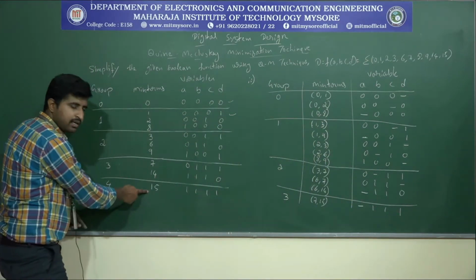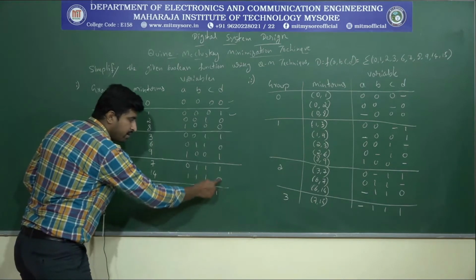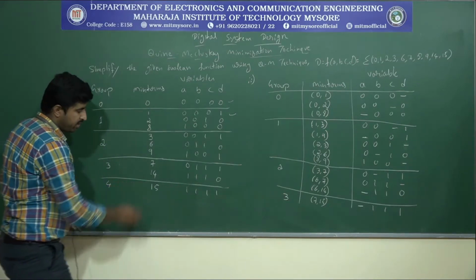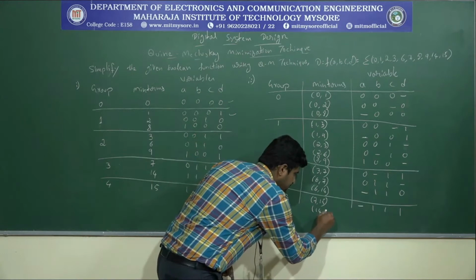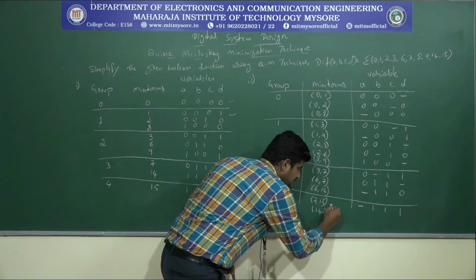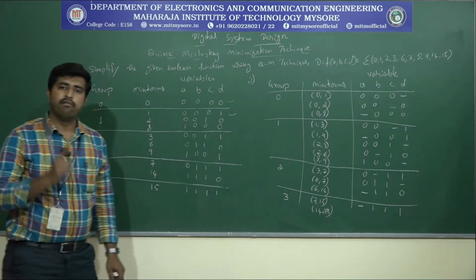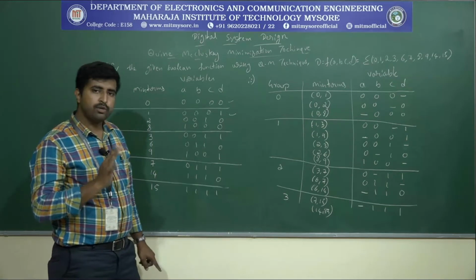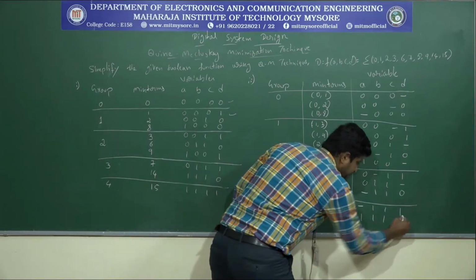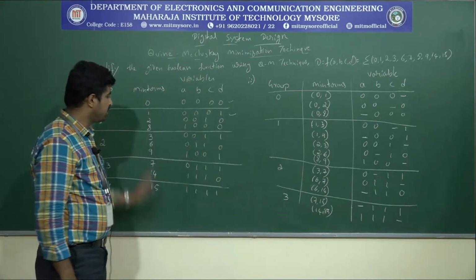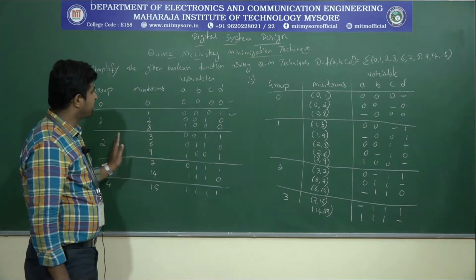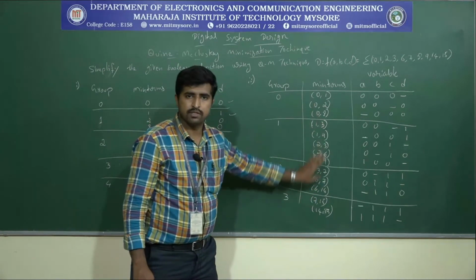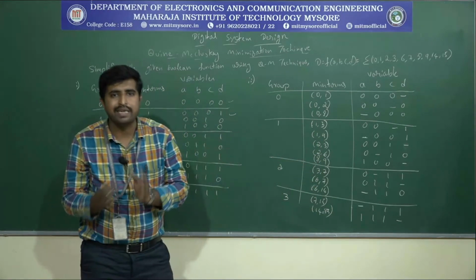Next, 14 can be grouped with 15, yes, one variable has been changed over, and the remaining variables are the same in 14 and 15. Keep in mind, when you are grouping, only one variable should change over, and the remaining should be the same. So 1 1 1 dash. This completes the grouping. We converted the minterms into groups of 2 minterms. Next is the group of 4 minterms.